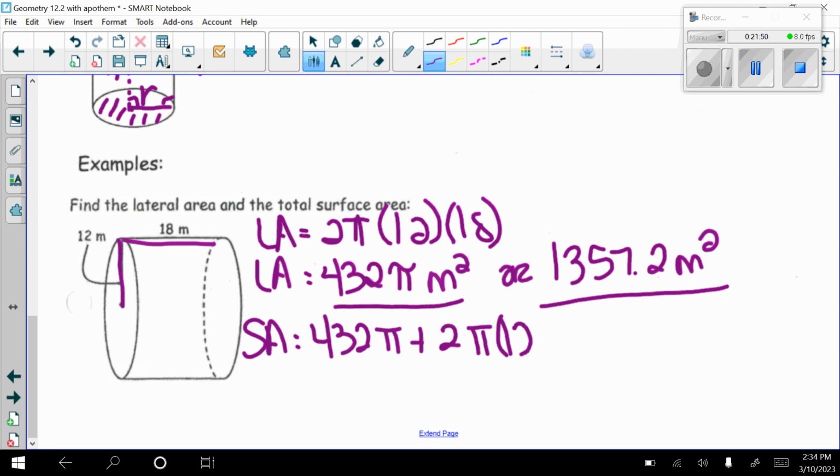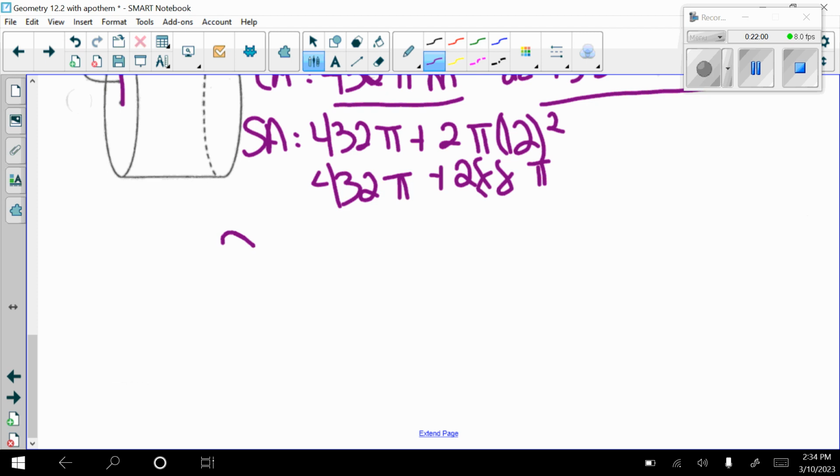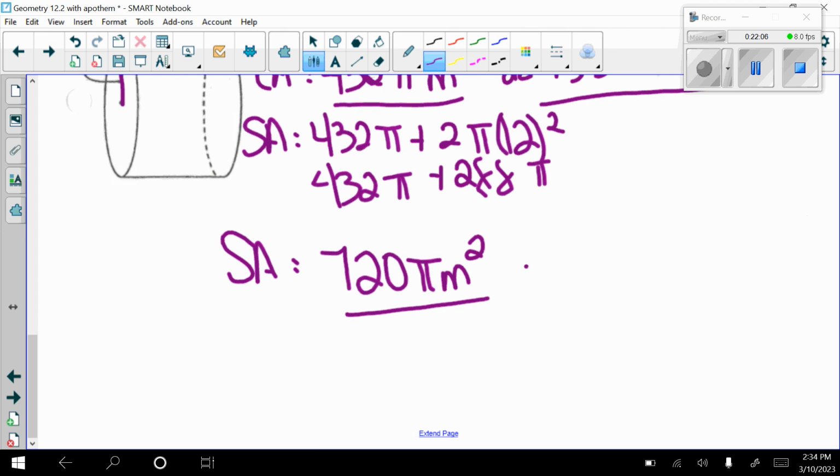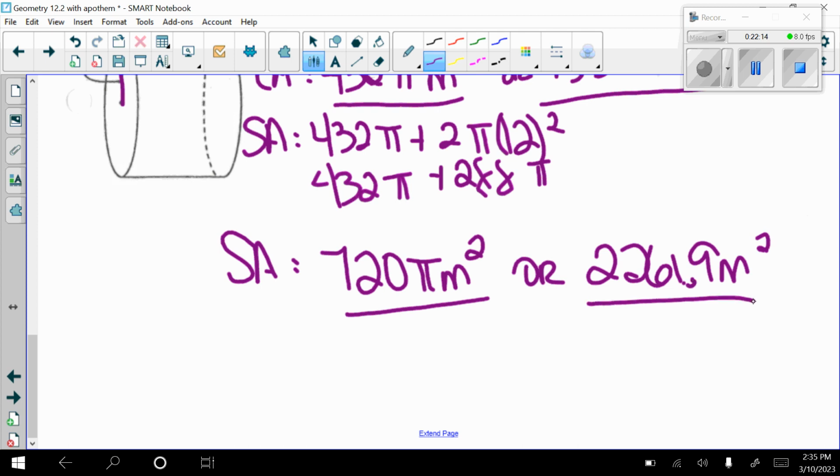So then my surface area is equal to my lateral area, 432 pi, plus 2 pi, my radius, 12 squared. So this is 432 pi plus 288 pi. When I add those together, I get 720 pi square meters. That's in terms of pi. Or multiply that together, and I get 2,261.9 square meters. And it just depends on how they ask for their answer to be given.